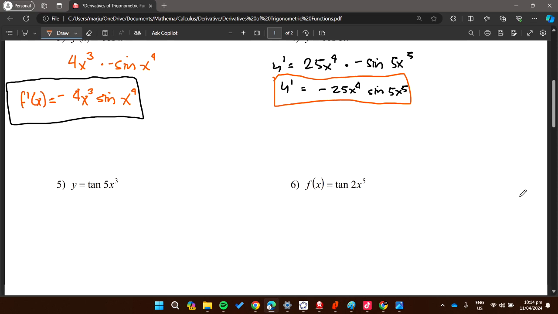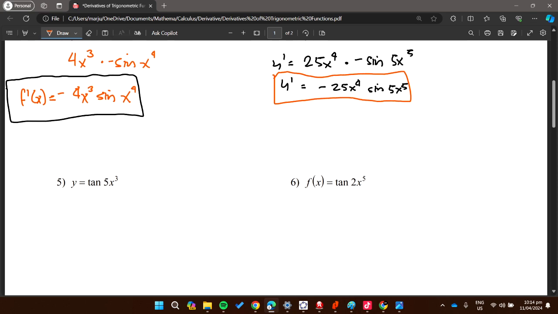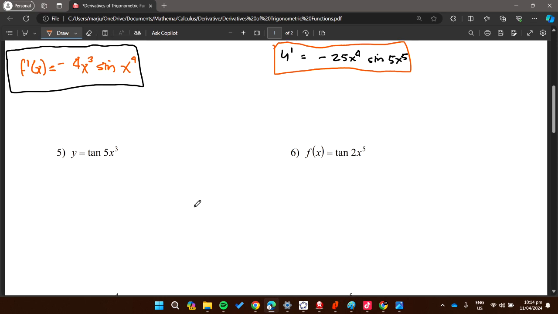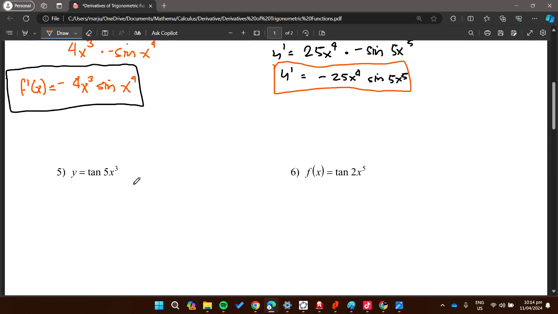Alright, so let's do number 5. Again, take first the derivative of 5x cubed. That is just 15x squared. And multiply it by what? What is the derivative of tangent?